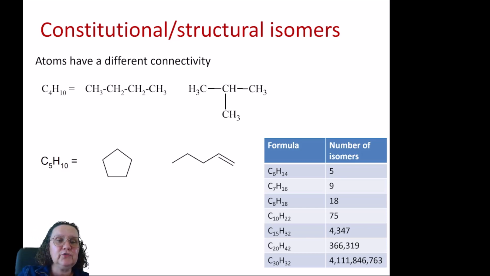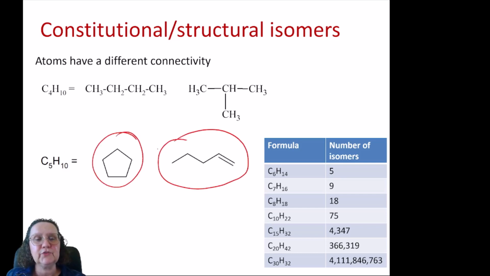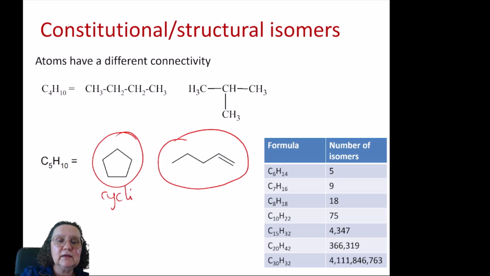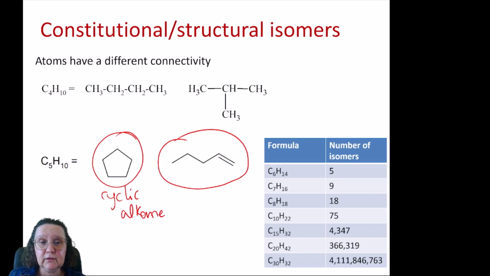For example, look at these two compounds here. They both have 5 carbons and 10 hydrogens. However, the structures are totally different. This is a cyclic alkane. There are only single bonds in that molecule, carbons and hydrogens with only single bonds. And this one is an alkene. It has a double bond. So not only is the structure different, they're actually from 2 different families, alkanes and alkenes.